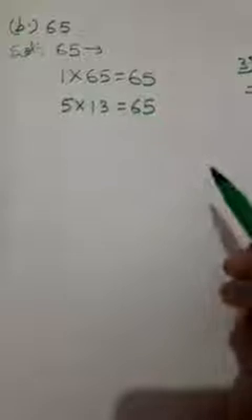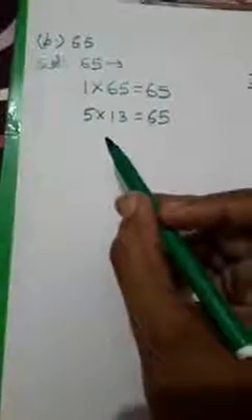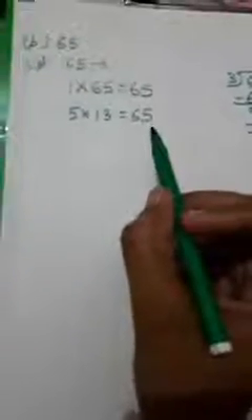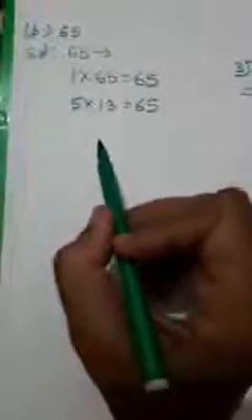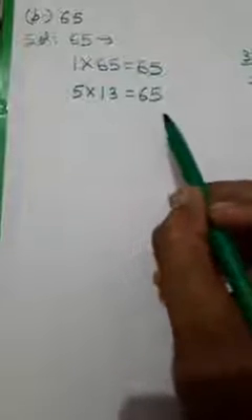Now by 6 we will not check because it is not divisible by 2. It will not be divisible by 4, 6 or 8. Then we have to check by 7. But in 7's table we are not getting 65. So we will not write 7. By 8 we will check. In 8's table also we are not getting 65. Then by 9. In 9's table also we are not getting 65. In 10's table it will not be there. In 11's table we are not getting 65. By 12 we will check. In 12's table also we are not getting 65.